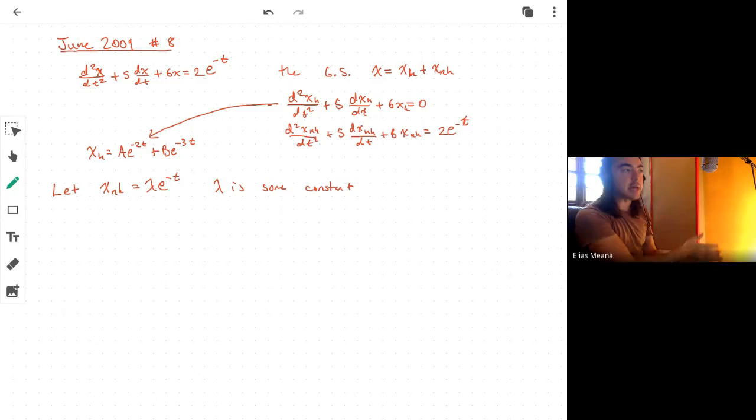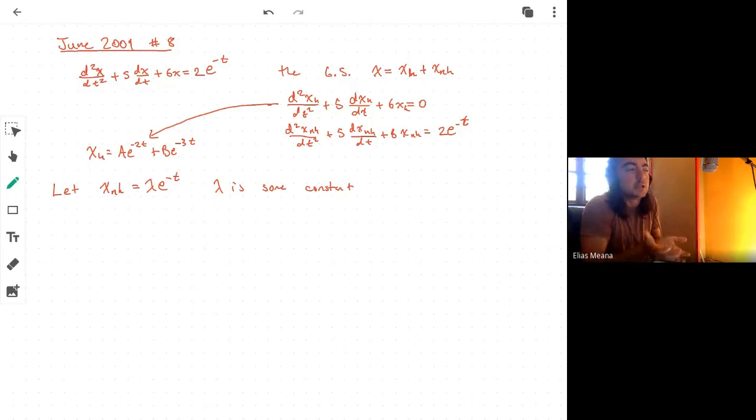If you look at the left side of our equation, we have some derivatives, but if you forget about the derivatives for a second, we have 6 times x. And so we can't have some other random function be multiplied by 6 that's going to give us something that looks like 2e to the minus t. So it's not unreasonable to think that our solution is something of the form a constant times e to the minus t, right? There's not just a random thing that we're doing here.